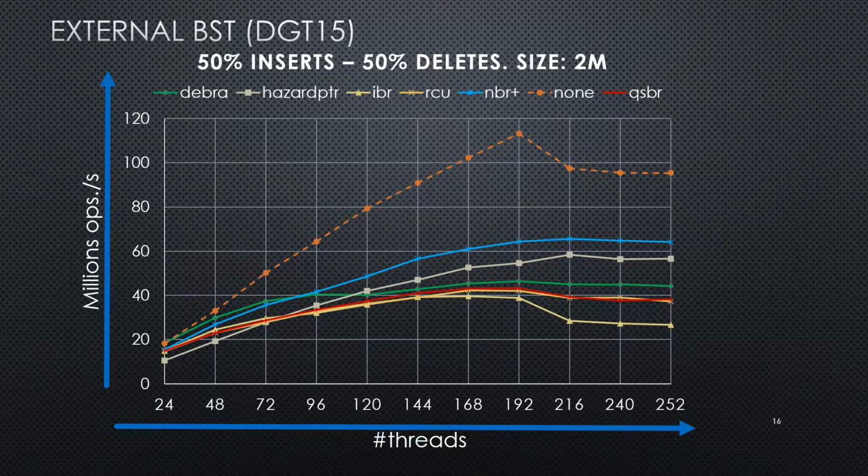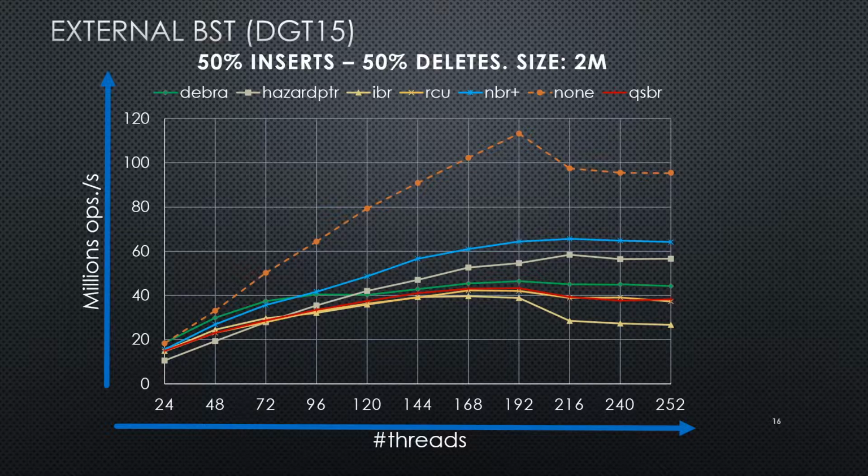So as you can see here, NBR Plus significantly outperforms algorithms like hazard pointer, IBR, RCU, and QSBR across all the threads. And the dotted line here shows the data structure with no reclamation, just for our reference.